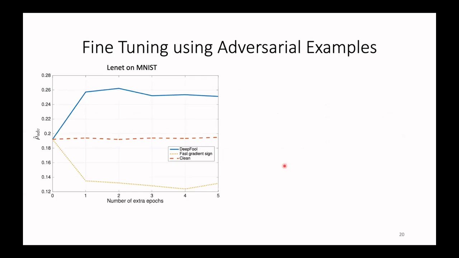In the next set of experiments, they evaluate the effect of fine-tuning a model based on adversarial samples on adversarial robustness. To this end, for each model architecture, they fine-tune that model for 5 more epochs on adversarial samples generated by DeepFool, here in the blue curve, and by the fast gradient sign method. And also they continue to train 5 more epochs on clean samples to have a fair comparison.